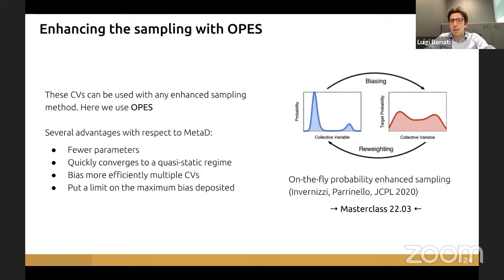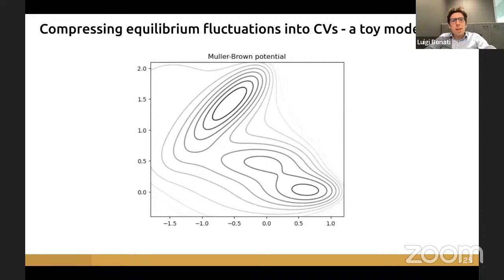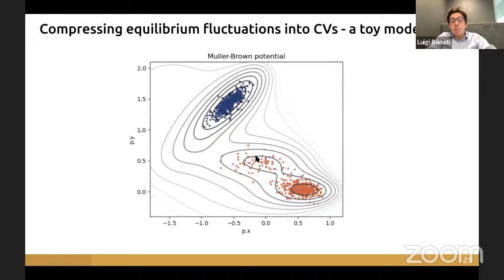To make an example, we can consider a toy model, the Müller-Brown potential, which you see here; these are the isolines of the potential. We have two states which are connected in a very nonlinear way, so this is a good test for our method. What we can do is perform MD simulations in the minima, and as expected, they will stay in the stable minima.